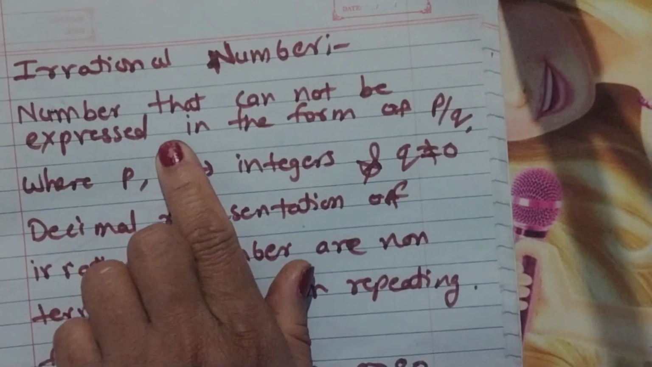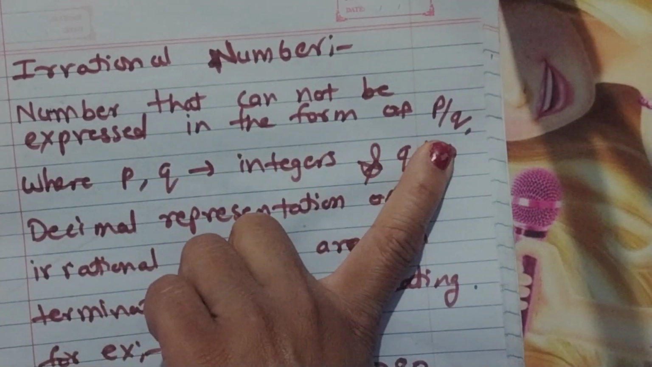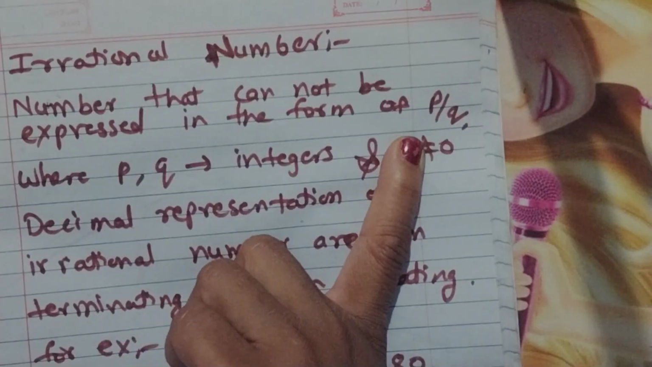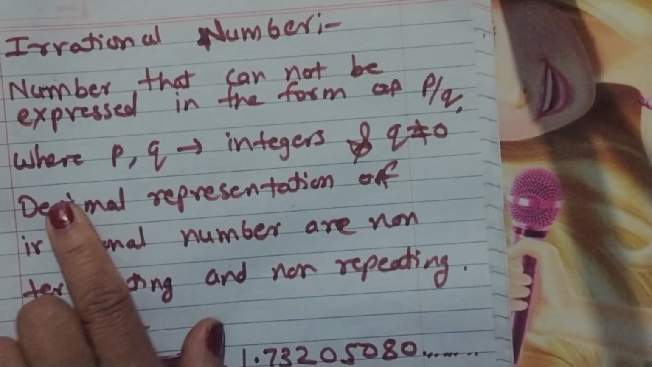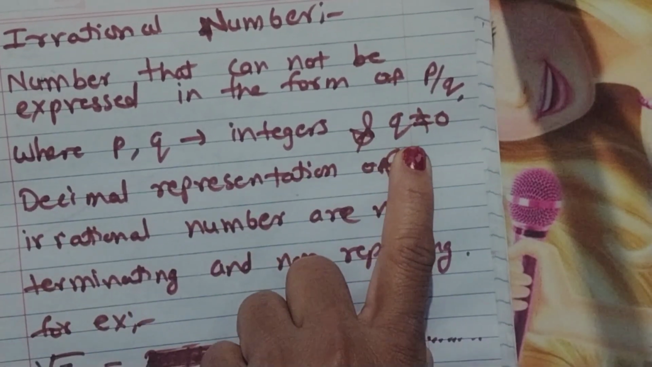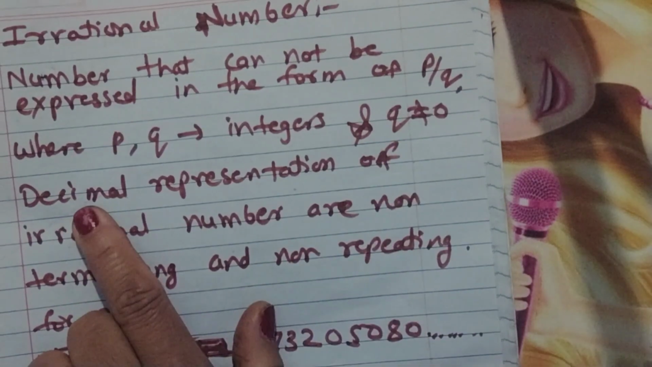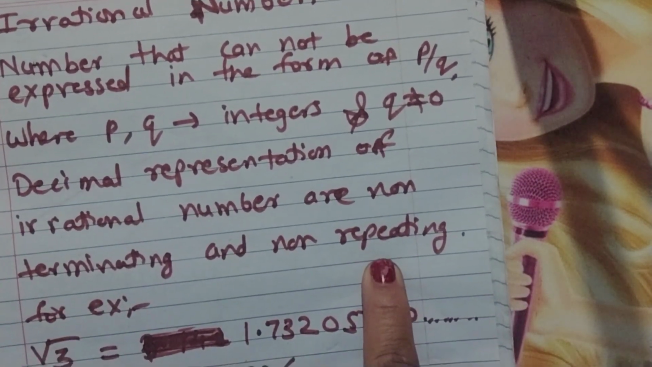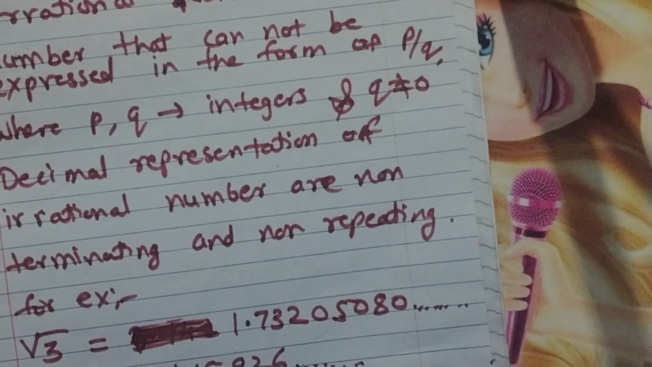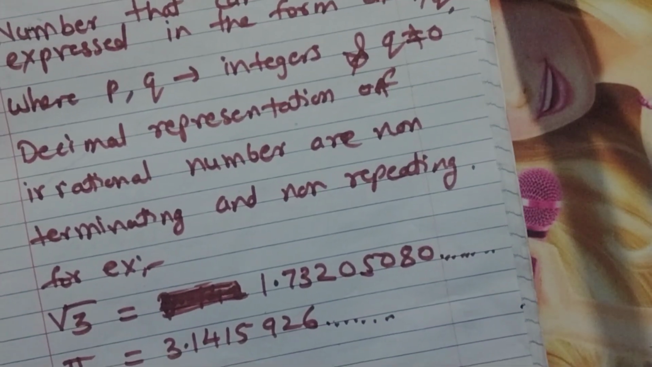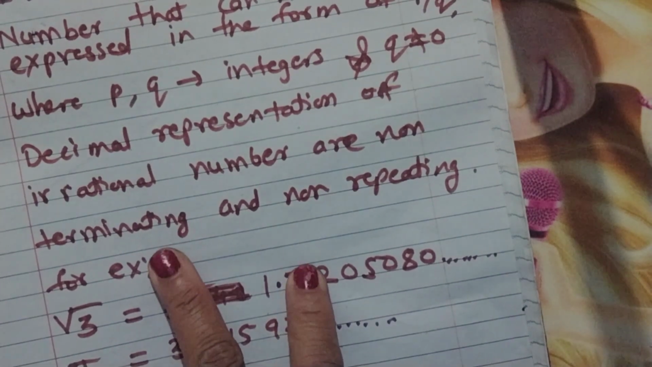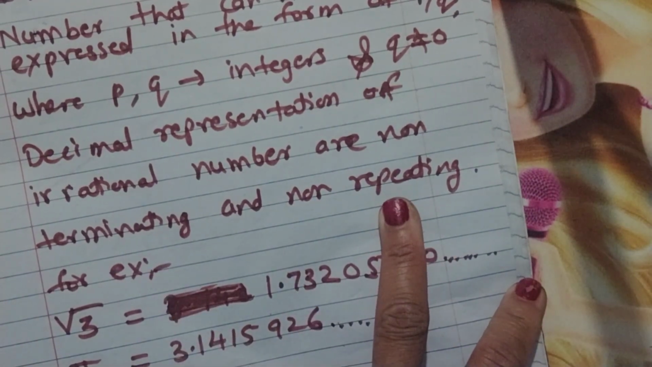Now, irrational numbers cannot be expressed in the form of p upon q. So irrational numbers are numbers which cannot be expressed in the form of p upon q, where p and q are integers and q should not be equal to 0. The decimal representation of an irrational number is non-terminating and non-repeating, neither terminating nor repeating.